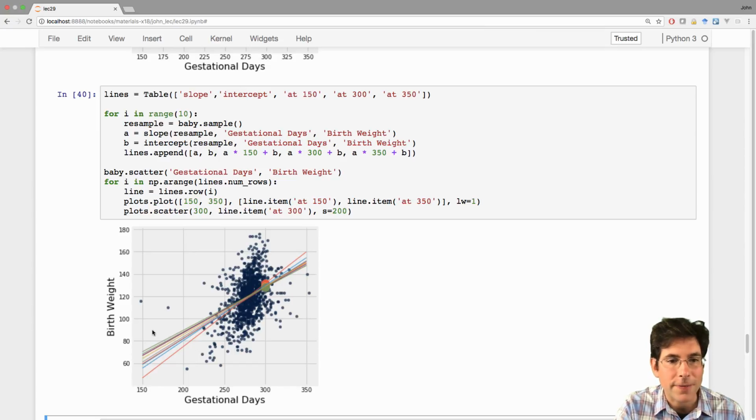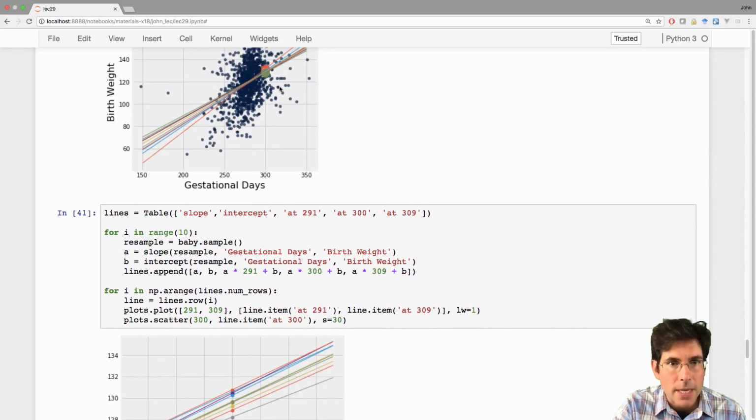Now way out at the edges, where there are very few babies, the lines diverge because we don't have as much information about the association between gestational days and birth weight way out in this part. And the same goes for very high values. But within the center of the cloud, resampling doesn't give us wildly different regression lines each time. It just shows you how it might vary a little bit when you only have 1,174 babies to look at instead of all the babies that ever might have been born.